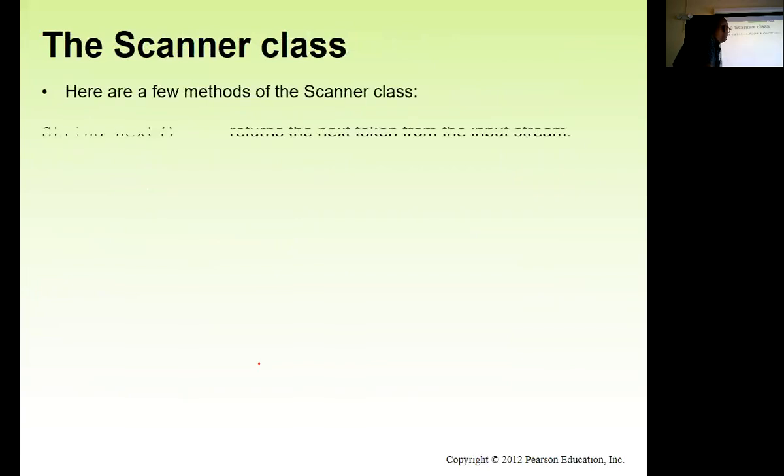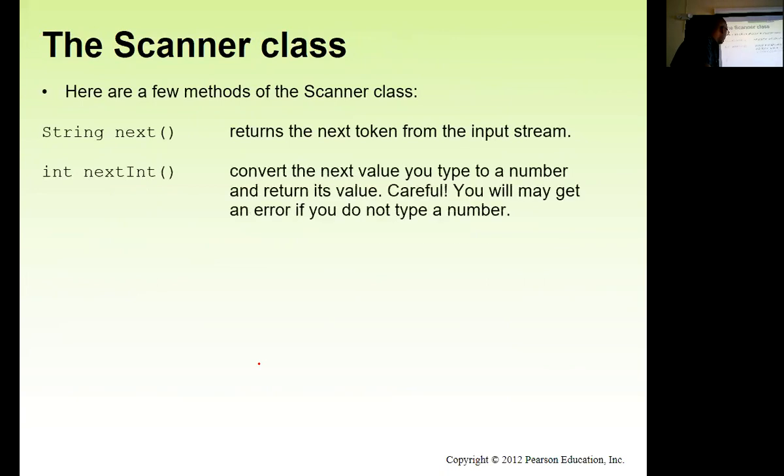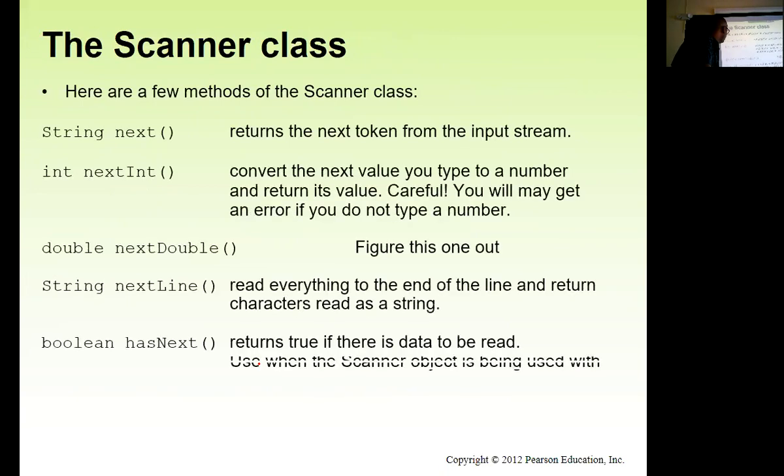The Scanner class has some useful methods, which you will also read in the API documentation. Things like next, nextInt and nextDouble. And as you will see here, when you see String next, what does that mean? String next means it returns a string. NextInt means that it returns an int.